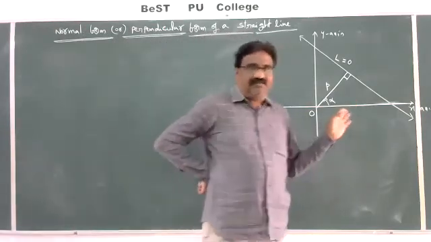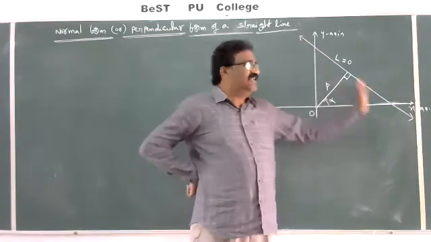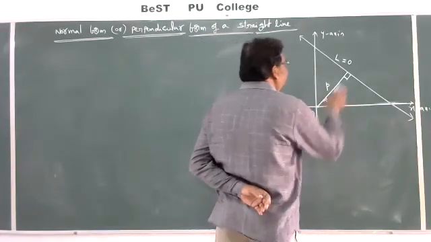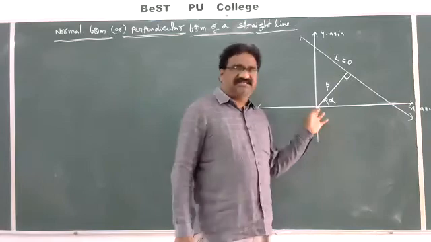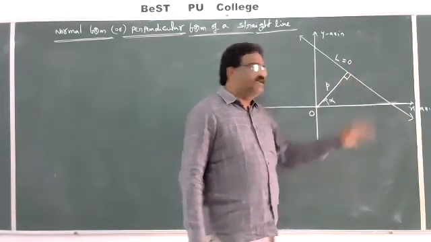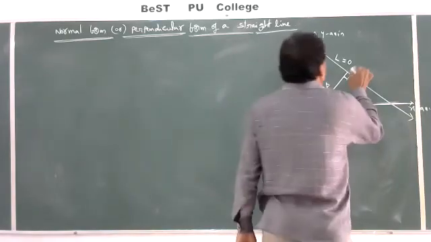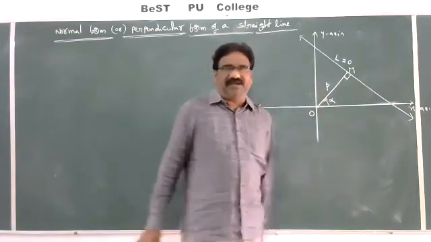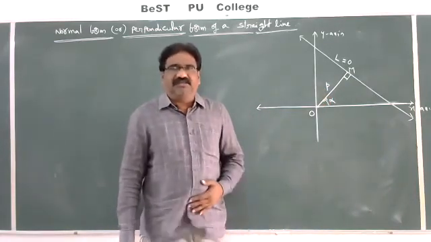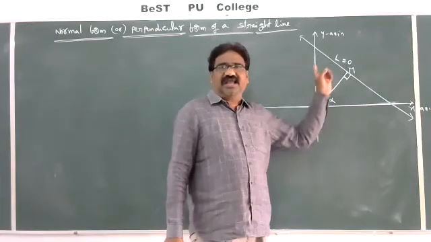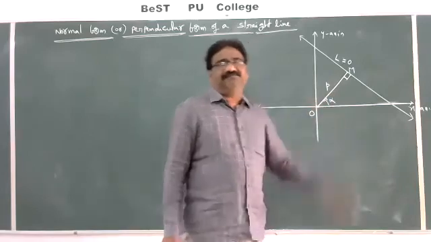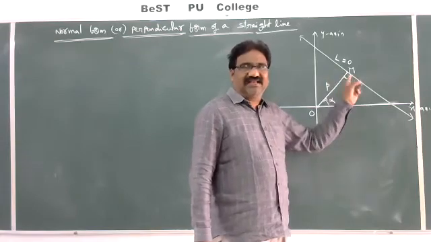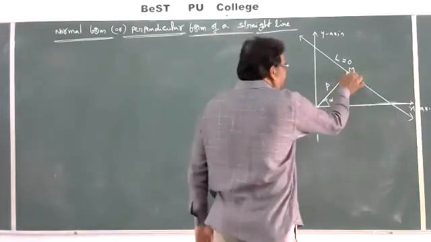Yes, here L is equal to 0. This is the required line. If a perpendicular is drawn from origin to this line, the length of the perpendicular, for example, you consider this point is M, so OM is equal to small p. The perpendicular distance from origin to the line L is equal to 0 is small p.